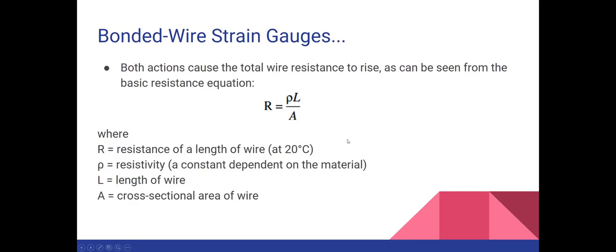Now the change in resistance can be obtained by this equation, where R is the resistance of the length of the wire and rho is the resistivity, and it is a constant. It depends upon the type of material you are using. L is the length of the wire and A is the cross-sectional area of the wire.